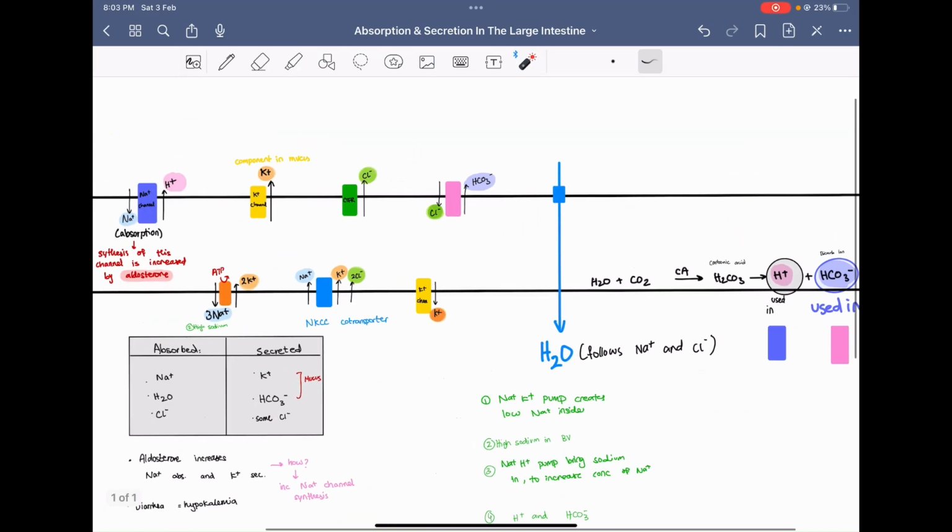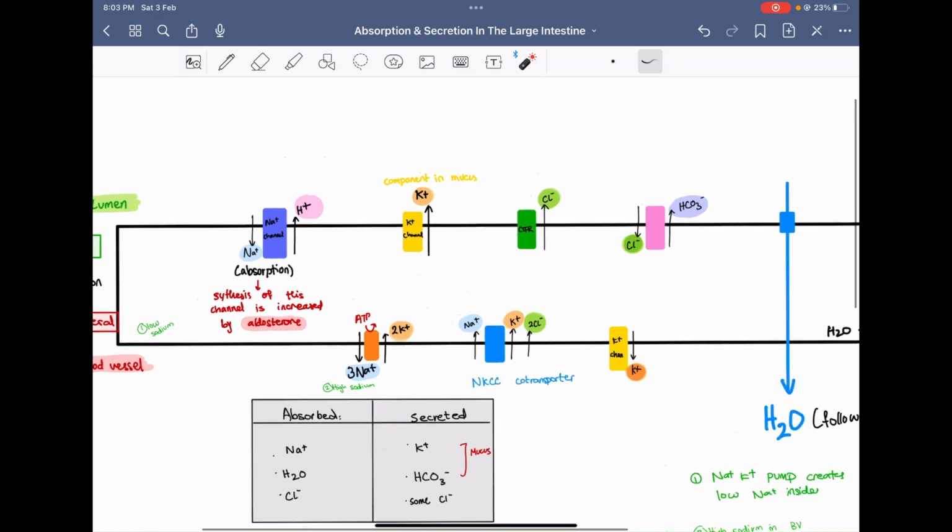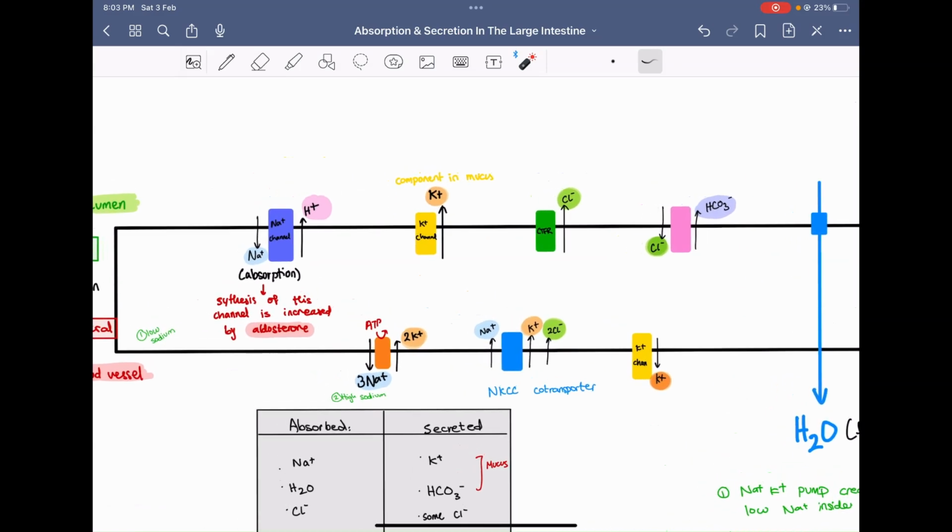Okay, so naturally, simply by going with the fact that anything would like to move along its concentration gradient, meaning from high to low, we're going to want the bicarb to leave the cell and the H plus to leave the cell.